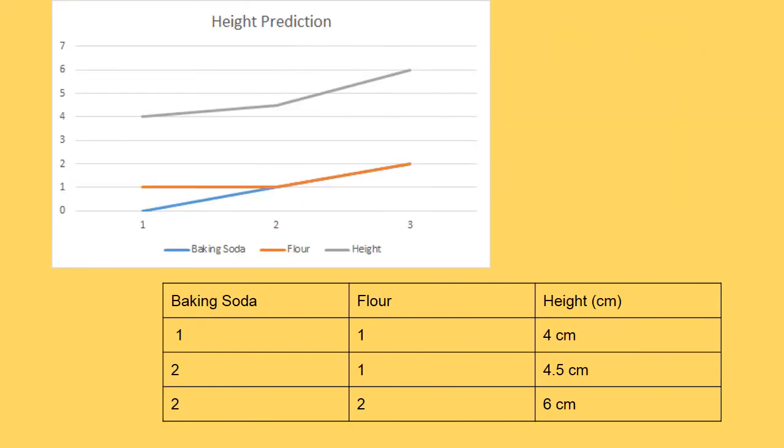The height was also predicted. We thought that the more baking soda you have, the higher the height will be. Also, the more flour you have, the higher the height will be, as baking soda is known to heighten all baked goods.